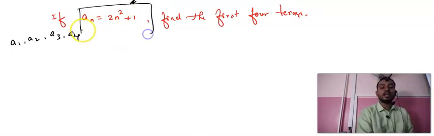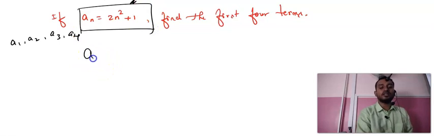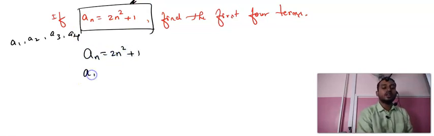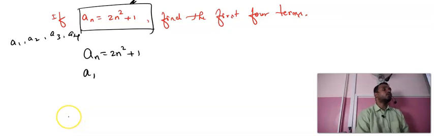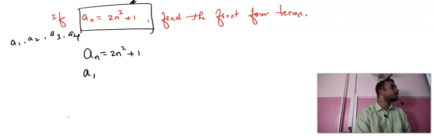In this given sequence, an equals 2n square plus 1. In place of n, substitute 1, that is A1. In place of n, substitute 2, that is A2. In place of n, substitute 3, A3. In place of n, substitute 4, A4. That's it. I'll show you one simple example.